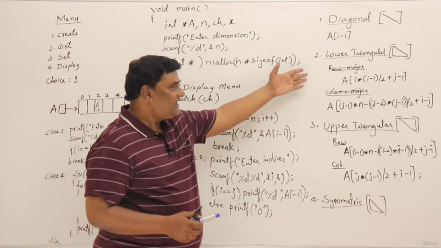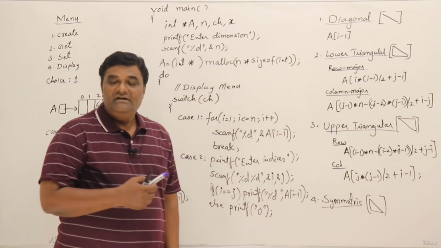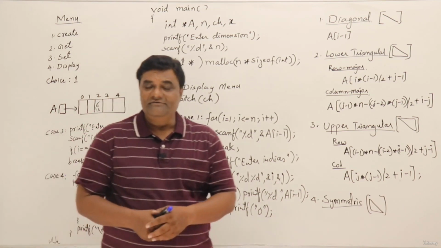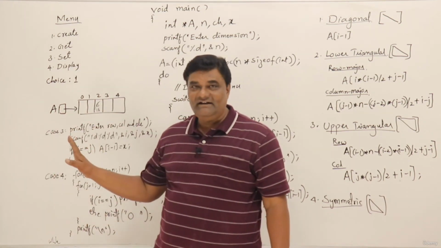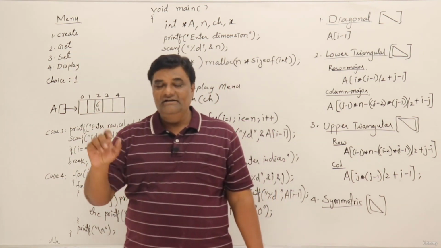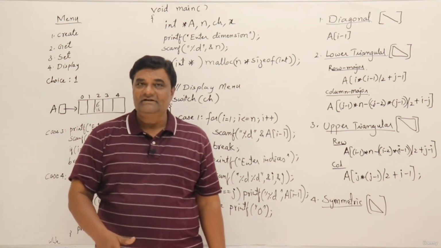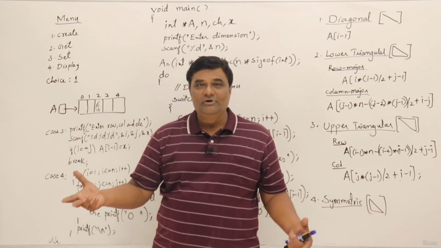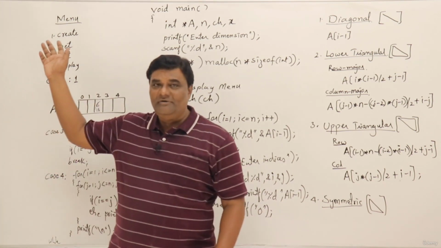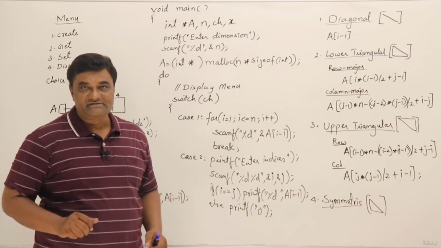What about lower triangular matrix? We have different formulas for row major representation and column major representation. Now the program will be similar only. We want to create an array of required size, and then the program will have these 4 options: creating an array and filling the elements, then getting an element, setting an element, and displaying a matrix. So same options I want to provide. Now for lower triangular also, I want to provide the same options in a program. So the working of a program will be the same, but it will be for lower triangular matrix.